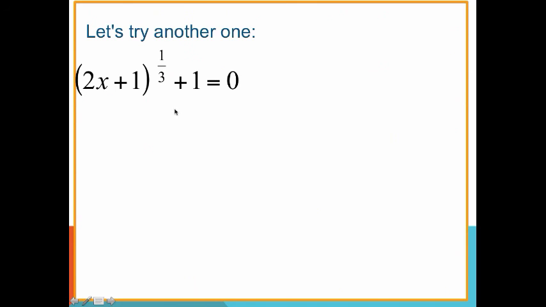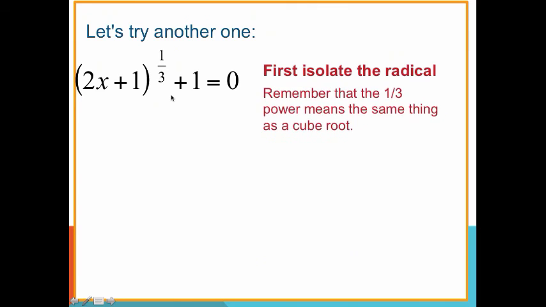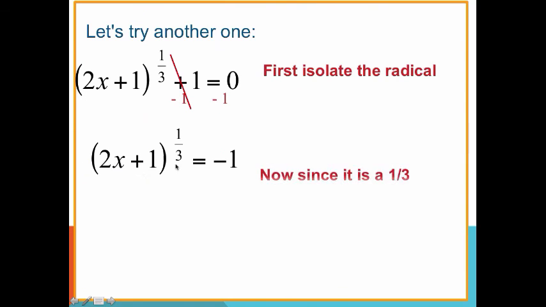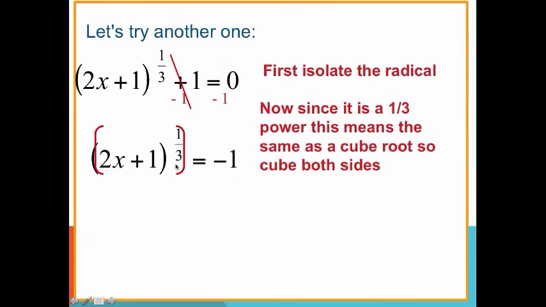To solve this equation, I'm going to first start out by subtracting 1 on each side to get the radical by itself. So then here I have (2x plus 1) to the 1/3 equals negative 1. And now to get rid of a cube root, just like a square root, you're going to have to actually cube this one instead of squaring it. So we're going to cube the left, which means I have to cube the right.